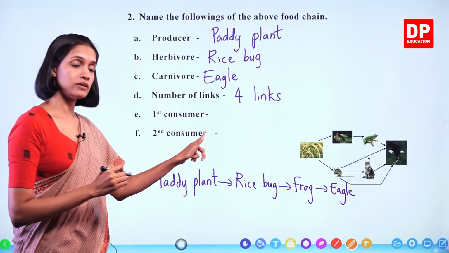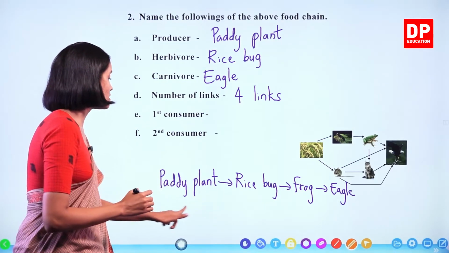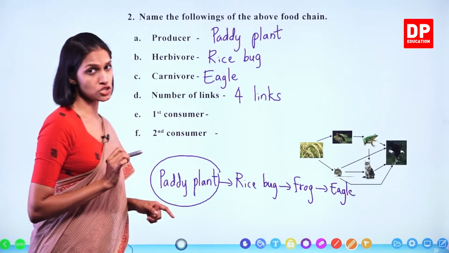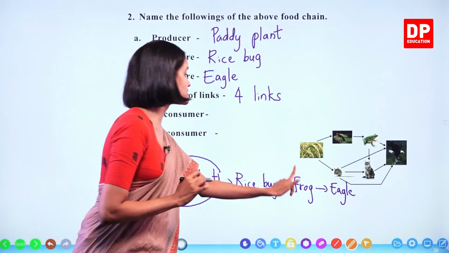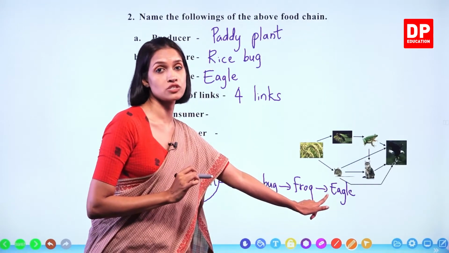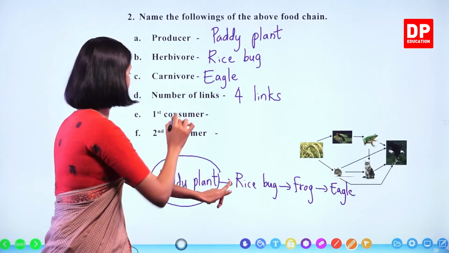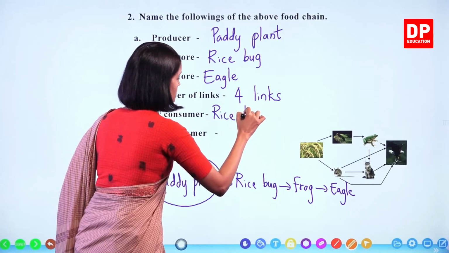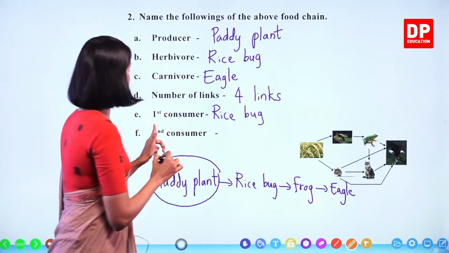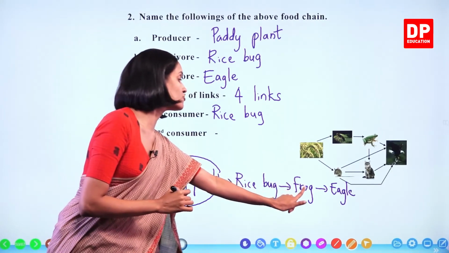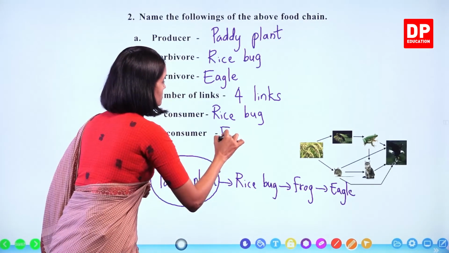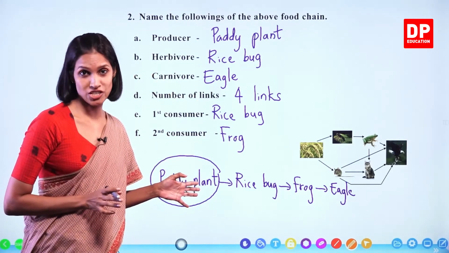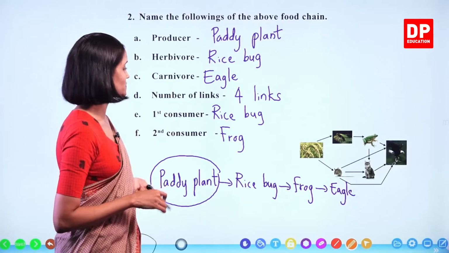First consumer. Now this one is the producer. Paddy plant is the producer. All the others are consumers. First consumer, second consumer, third consumer. So first consumer you have to write rice bug. And the second consumer is the frog. Right. So that was a very easy question, right? We'll move on to the next.